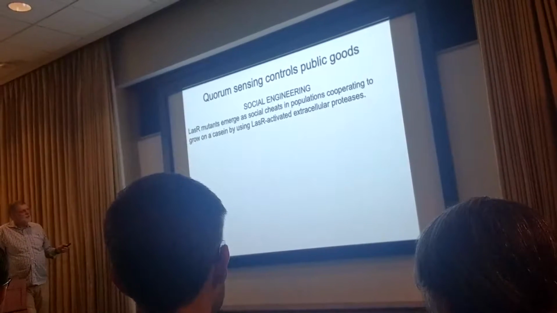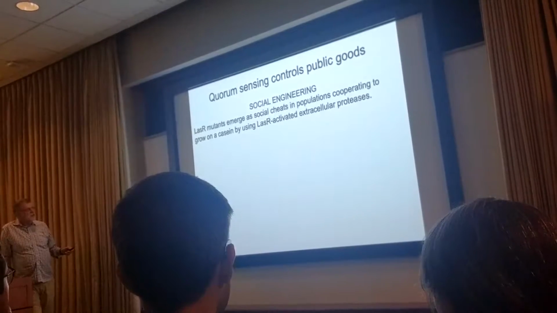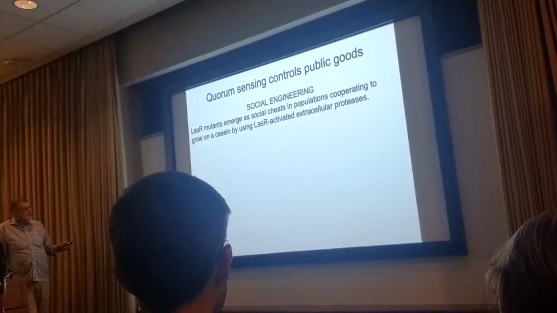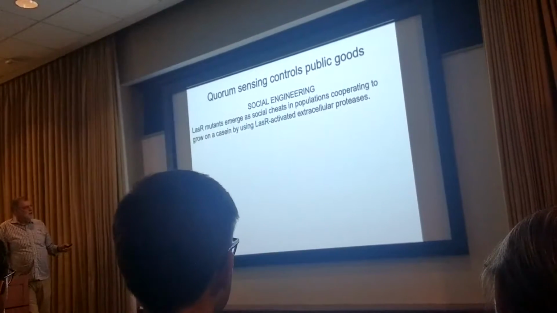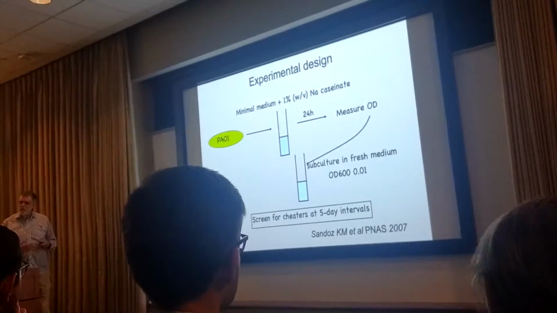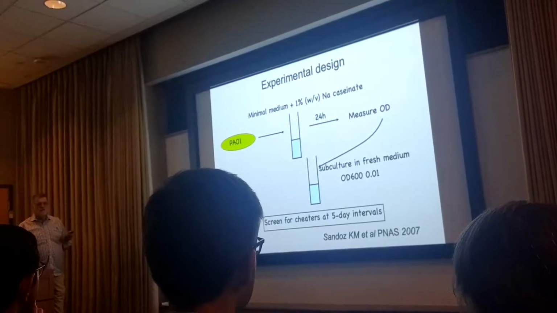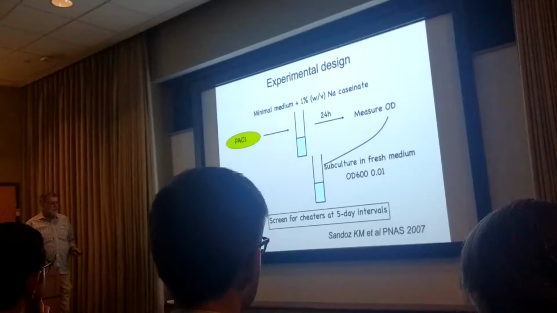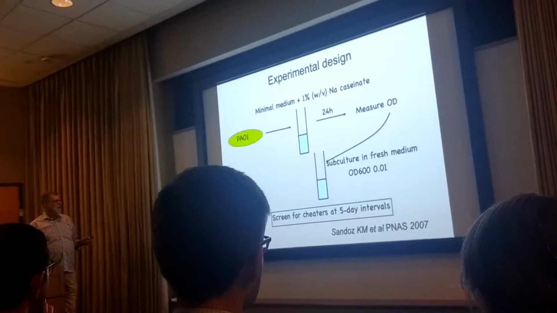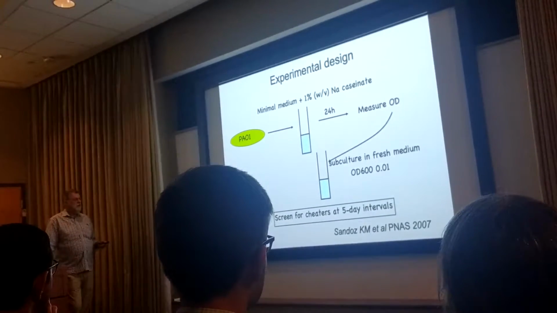So this is basically the kind of result he found. LasR mutants emerge as social cheats in populations cooperating to grow on what we use, casein, by using LasR-activated extracellular proteases. And we initially copied a design that was developed by Martin Schuster and graduate students in his lab. We use a strain of Pseudomonas called PA01. It's our favorite lab strain.